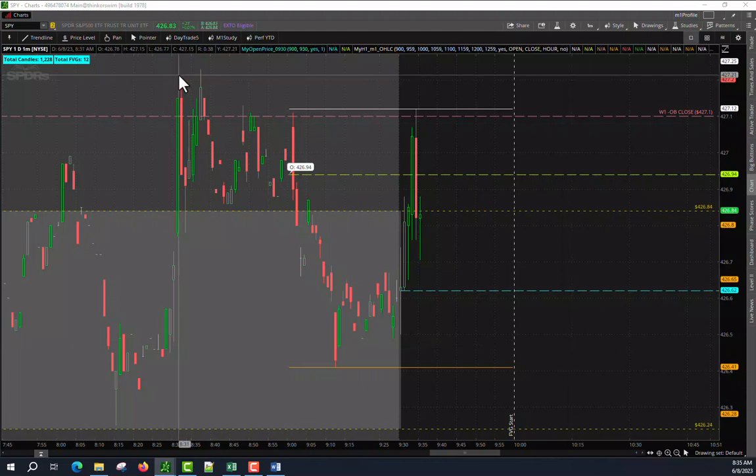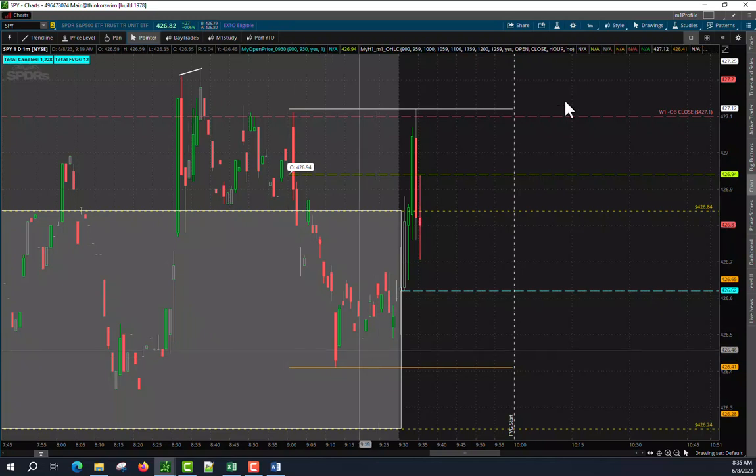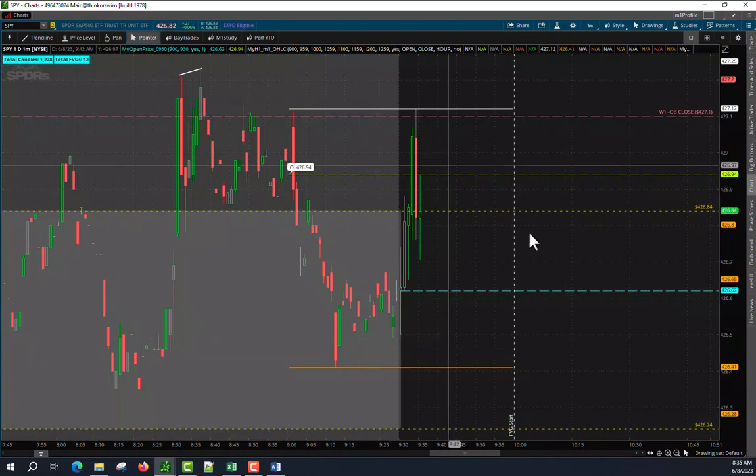So when we see the sell side, then the buy side quickly taken, then we expect this to go down. But if it fails to go down, then it will go up. So let's see.